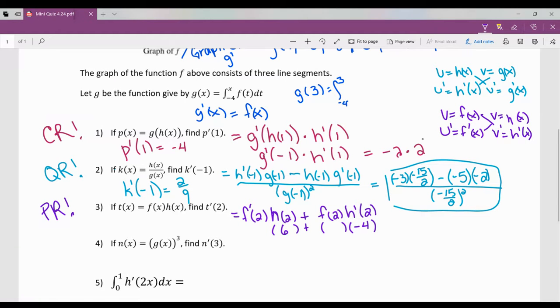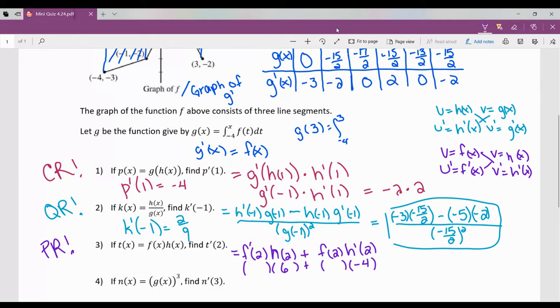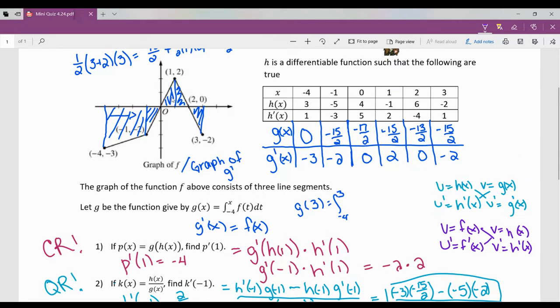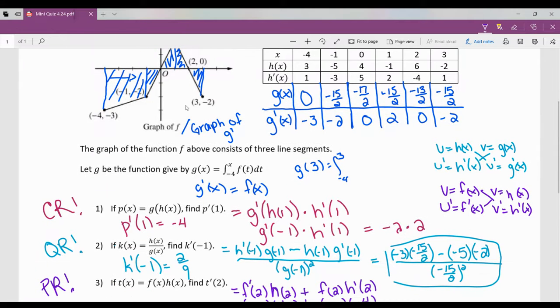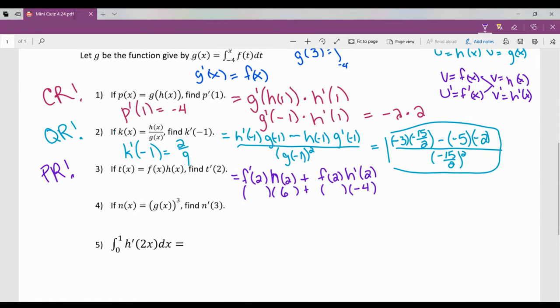Okay, so now we need F and we need F prime. When I look back up, this is the graph of F. So if I want to know what F of 2 is, here's the graph of F. At 2, it's at 0. F of 2 is 0.